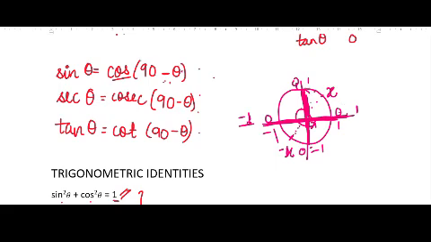If you know the value at 60, and you are given 180 plus 60, which will be somewhere around here, then if the value at 60 is, for example, y, the value at 180 plus 60 will be equal to -y. Okay, so now this is it for the video.